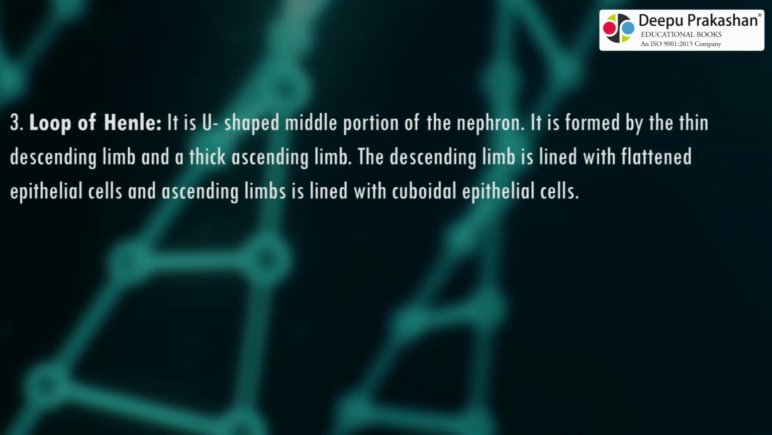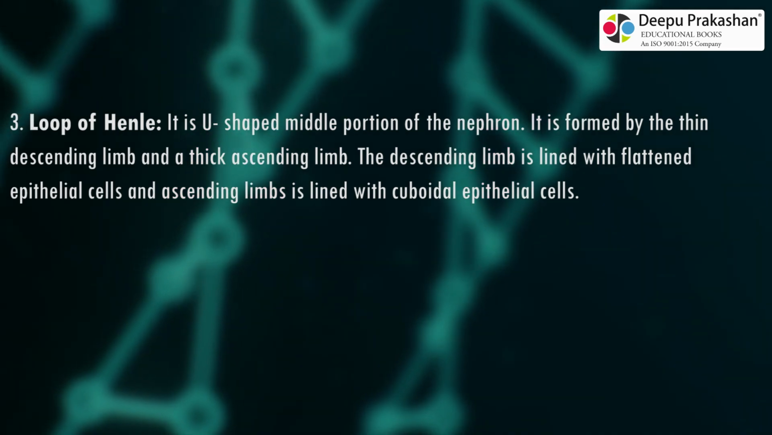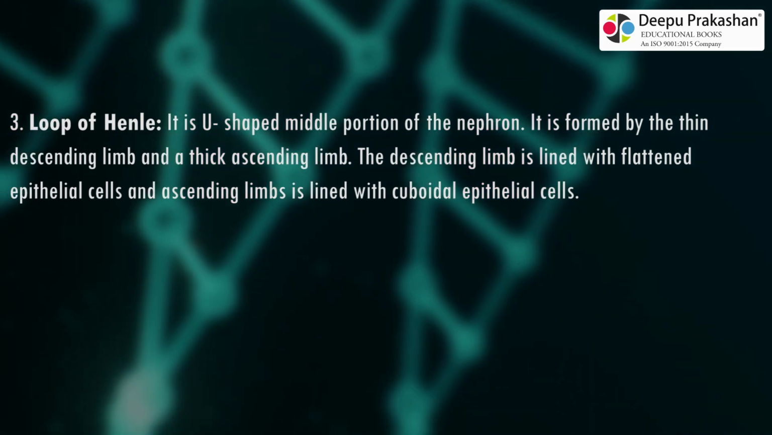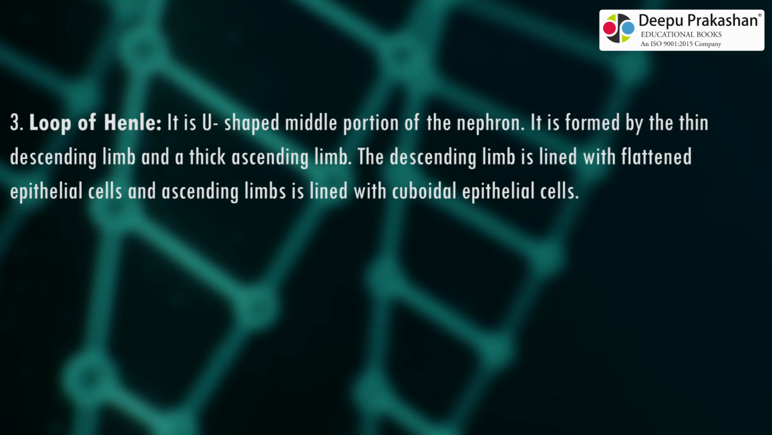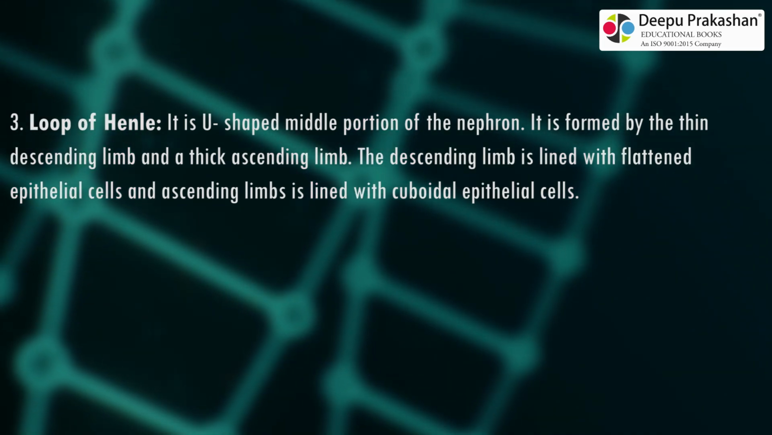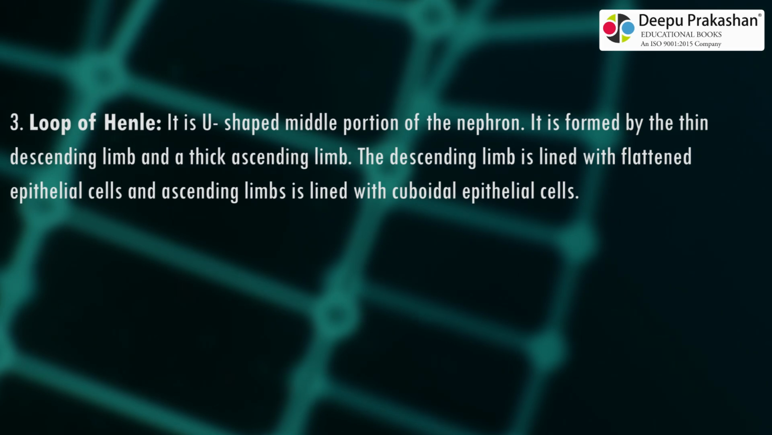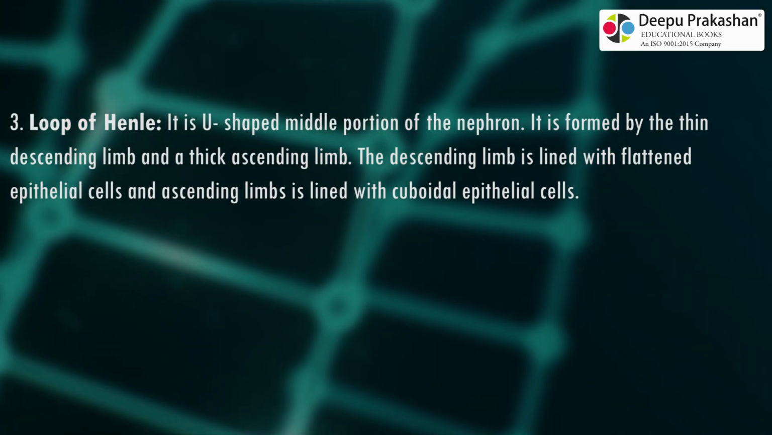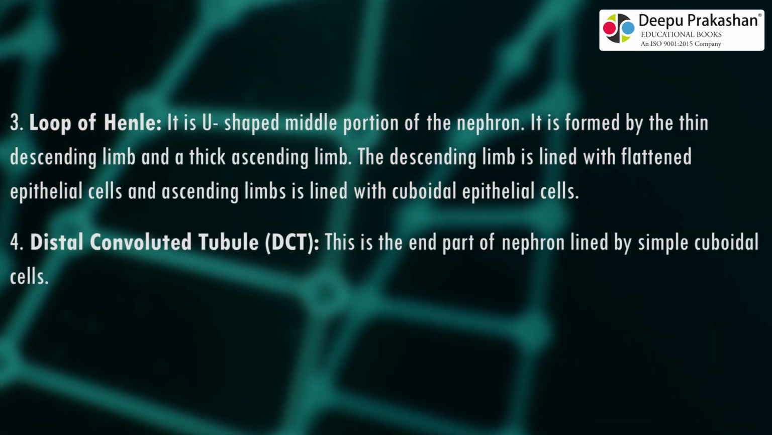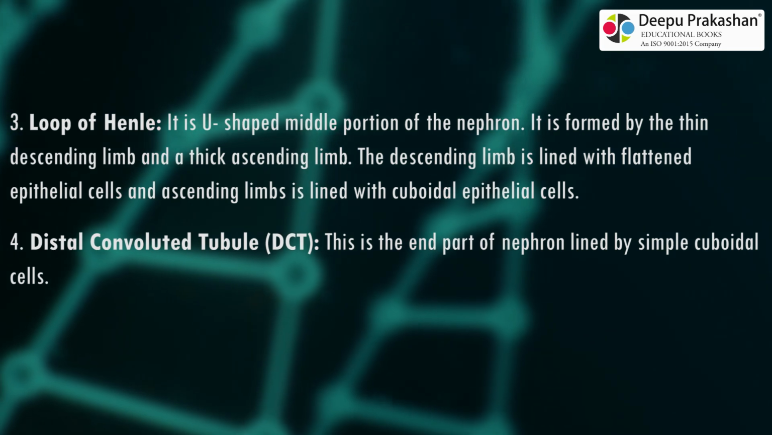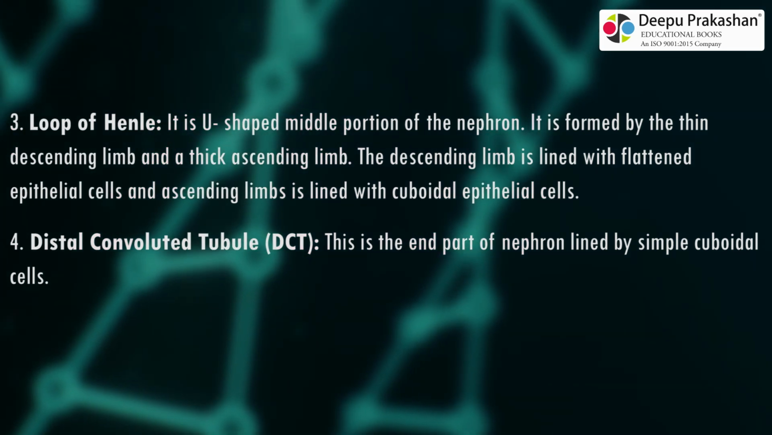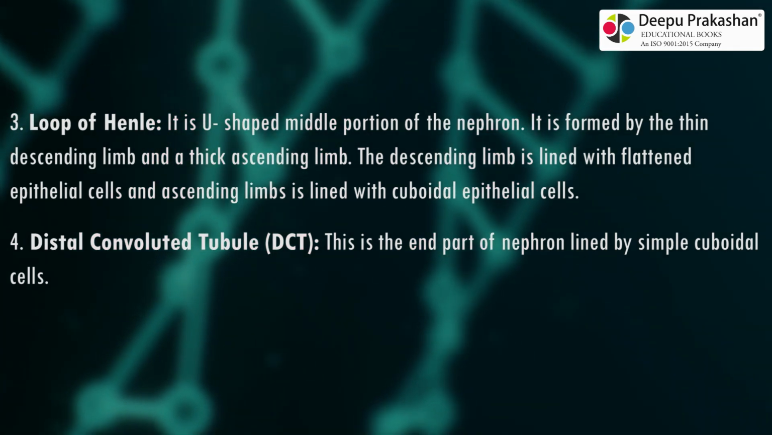3. Loop of Henle. It is the U-shaped middle portion of the nephron. It is formed by the thin descending limb and a thick ascending limb. The descending limb is lined with flattened epithelial cells and the ascending limb is lined with cuboidal epithelial cells. 4. Distal convoluted tubule, DCT. This is the end part of the nephron, lined by simple cuboidal cells.